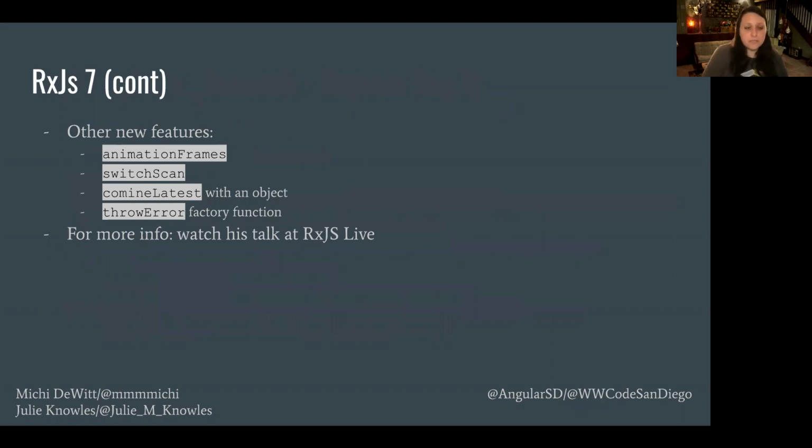There's also a lot of really exciting new features. I don't have them all listed here, but I listed some of the ones. So one thing is animation frames. That's an operator that will output an event to the observer on every animation frame, and I think give you the timestamp of when the frame was emitted. That could be really cool if you're doing animations, or depending on how you're rendering things.